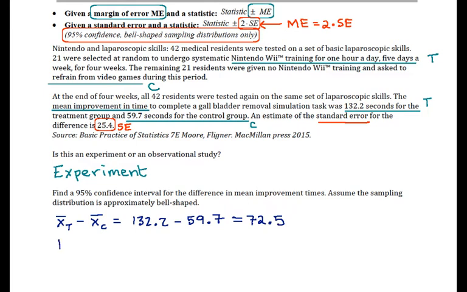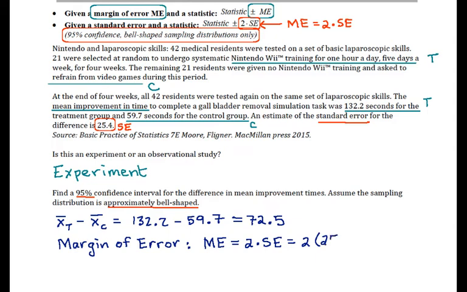Next, I calculate my margin of error. I'll call that ME, and because this is an approximately bell-shaped distribution, we're told that we can assume that, and we have 95% confidence, we can use the formula that the margin of error is twice the standard error. So I get my margin of error very simply by doubling 25.4 to get 50.8.